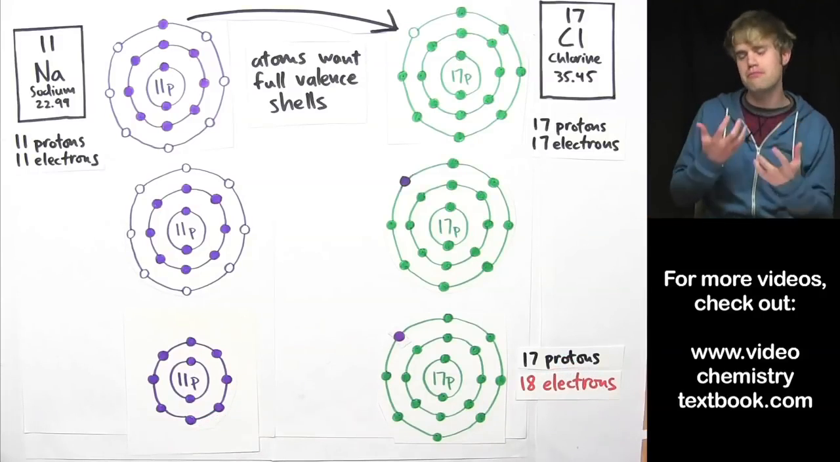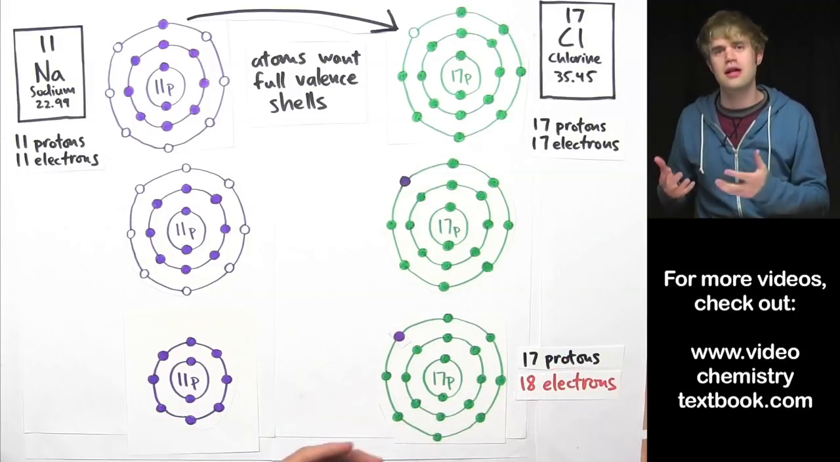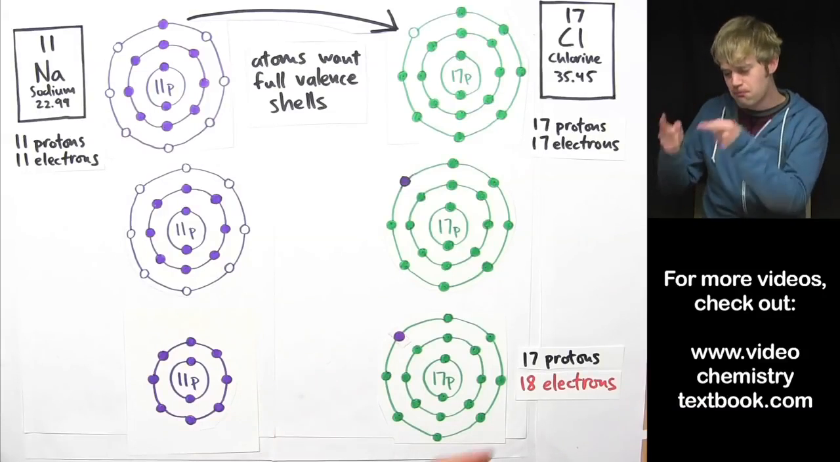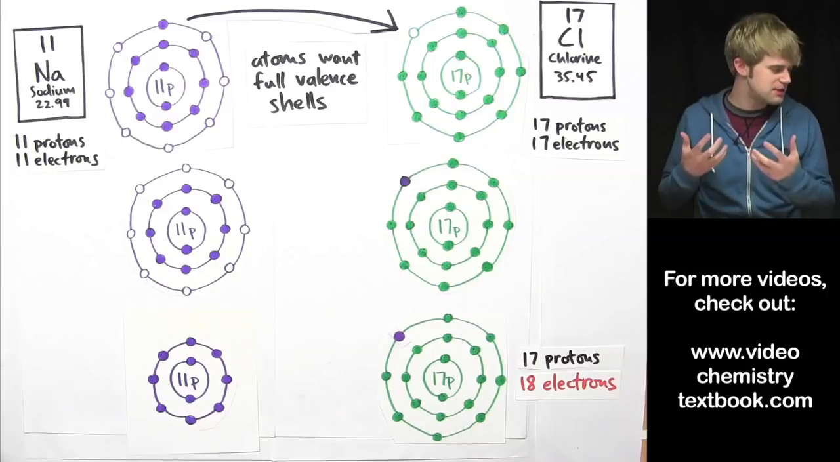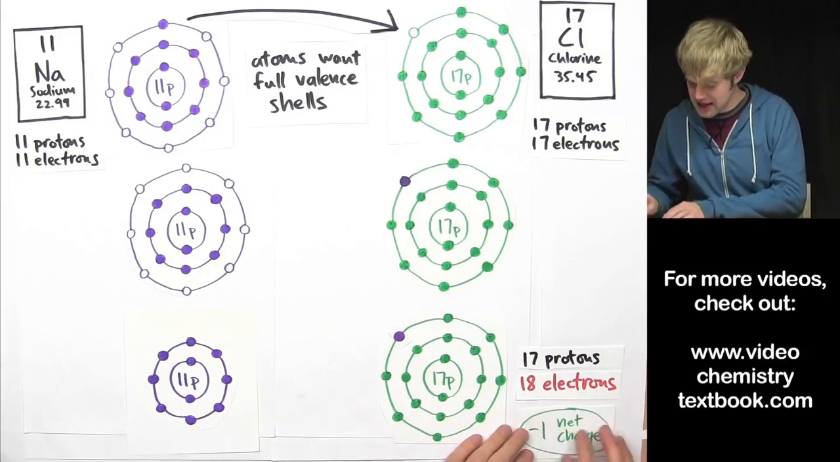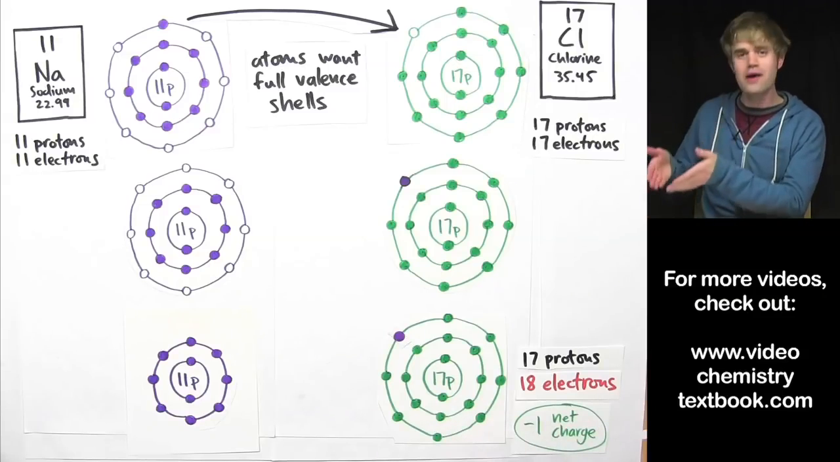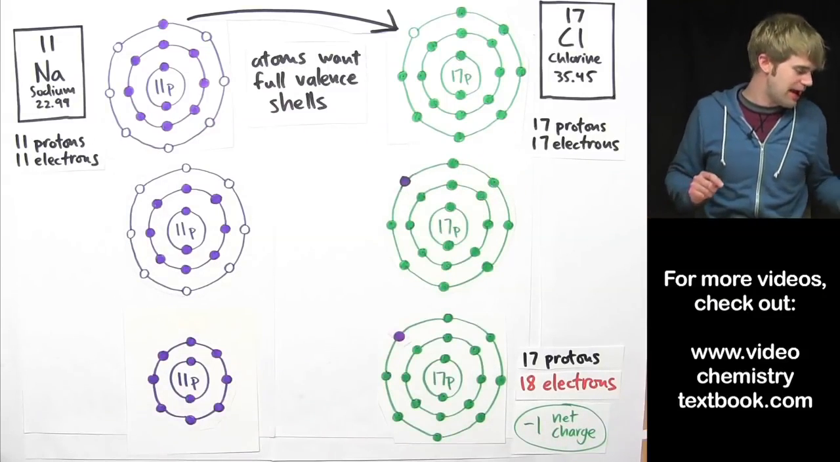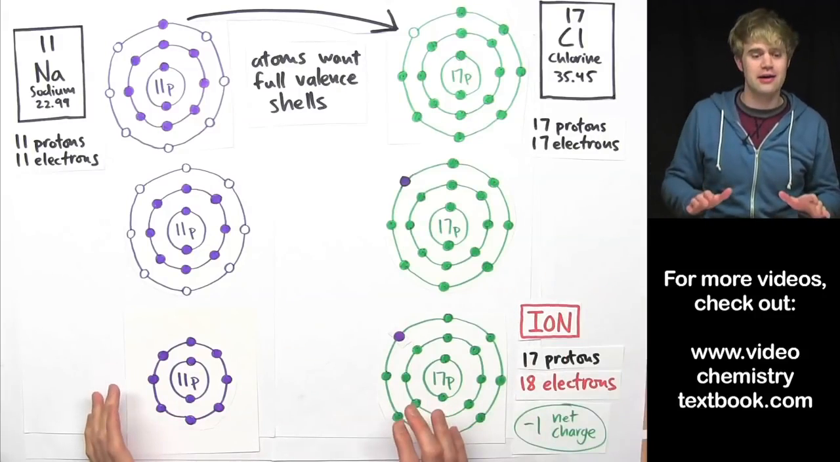But now there's an imbalance between the number of protons and electrons. It doesn't have the same number of protons and electrons anymore. It has more electrons, which means that it has a negative charge. It has a negative charge of 1 minus because it has one more electron that it got from sodium. And now we can call it an ion.